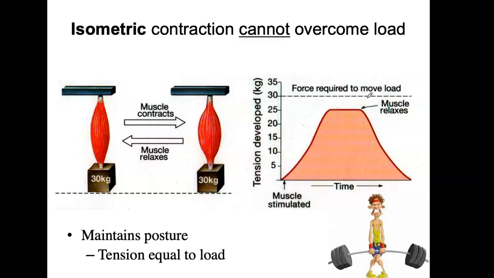Contractions like this maintain posture also. They keep you upright. You're not moving anything specifically, you're just staying in that position where the tension is equal to the load. You're not trying to potentially move something away or lift, but just stay upright. So that's isometric.